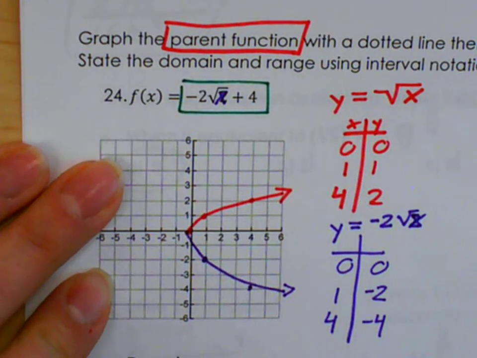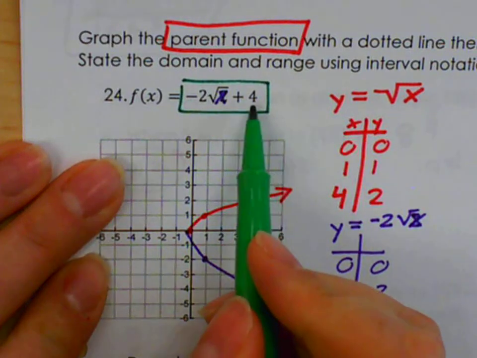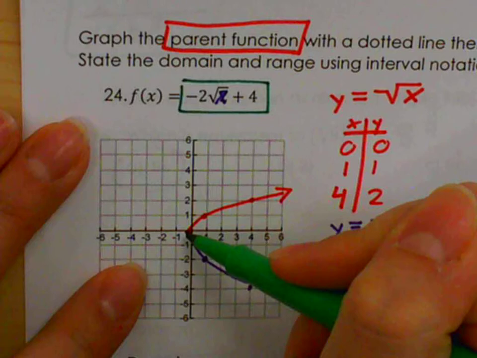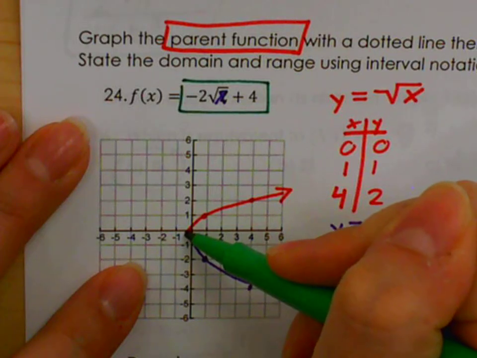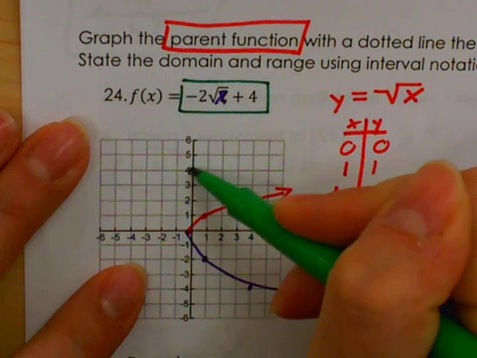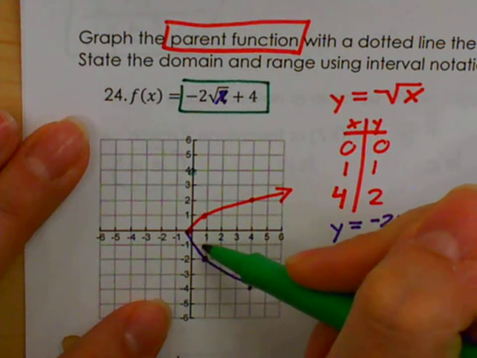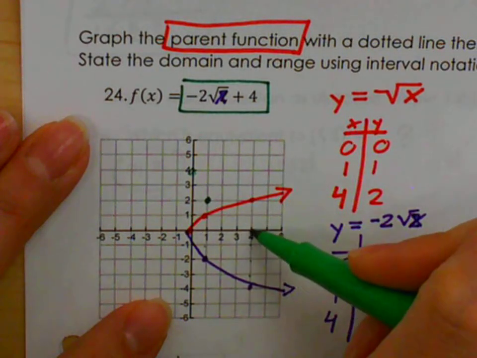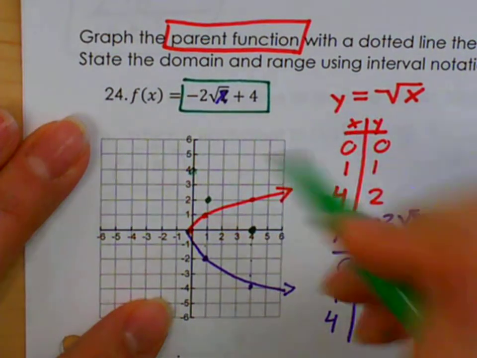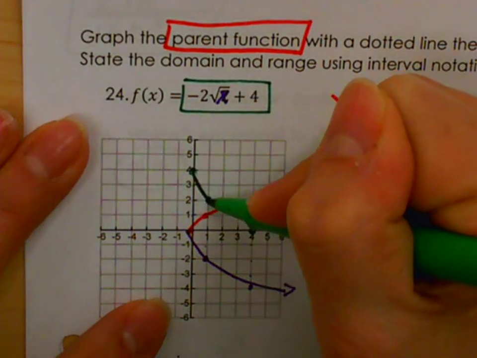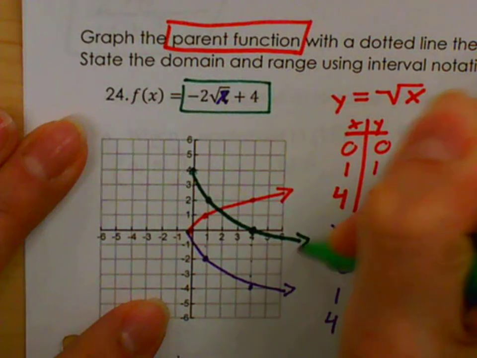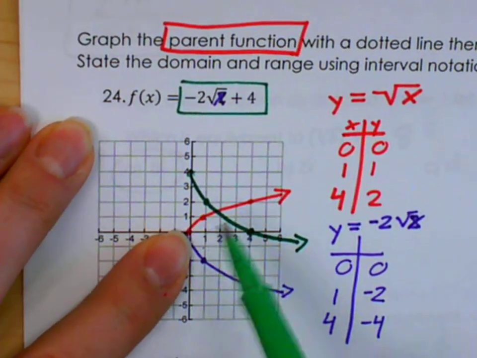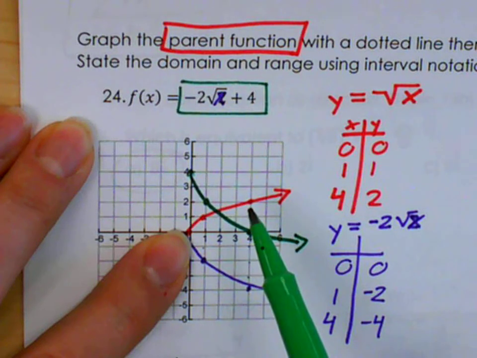I am moving it up 4, which means this point here, this purple dot here, is going 1, 2, 3, 4. This one here, 1, 2, 3, 4, and 1, 2, 3, 4. And you can see why I would want to do my reflection and stretch first. Because if I started with my parent function and just tried to move up 4 from there, I would not get even the same shape.